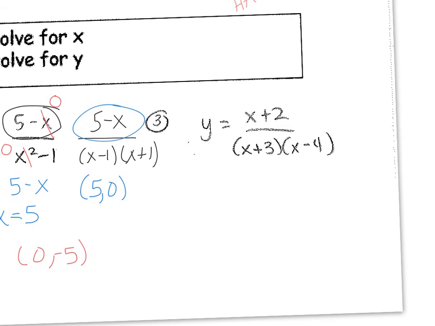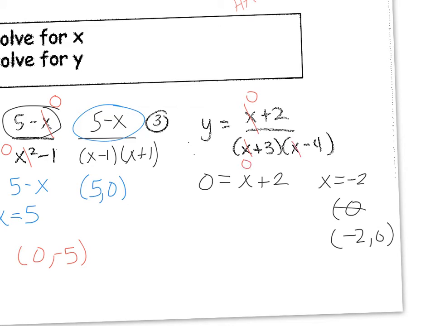And then number 3. There's not a hole, and there's a vertical asymptote at x equals negative 3 and x equals 4. To find the x-intercept, I set y equal to 0. So x has to be negative 2, so there's an x-intercept at (negative 2, 0). And for the y-intercept, I set x equal to 0. So 2 over negative 12 is negative 1/6.